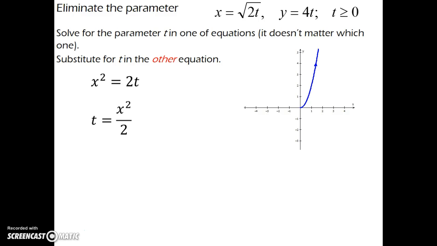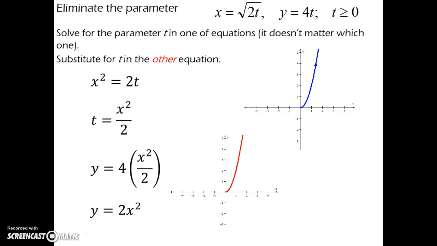Now that's step one. Solve for the parameter t in one of the equations and then substitute that in for the t value in the other equation. So I'm going to go back to y equals 4 times t and substitute in that value for t. So y would have to equal 4 times x squared over 2, and that cleans up to y equals 2x squared. So let's graph that and let's see if it looks familiar.